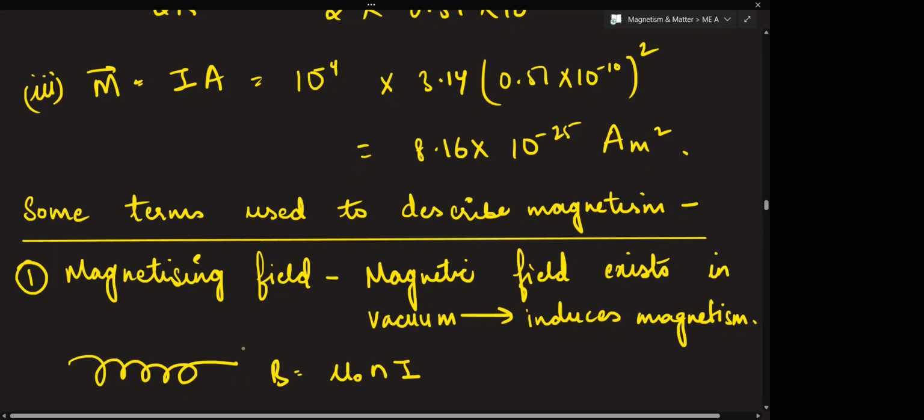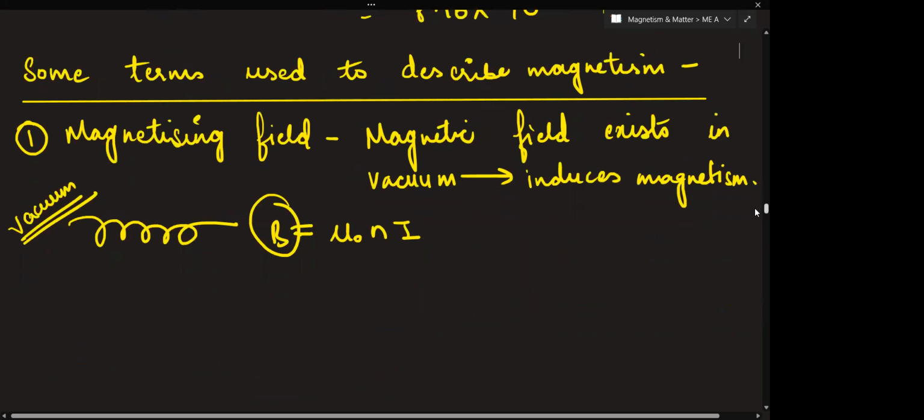This field that we get is known as the magnetizing field because it is caused by the so-called free current in the solenoid. Only if this is kept in vacuum do we call this magnetic field a magnetizing field. So the magnetizing field and the magnetic field have just a slight difference between them. Otherwise, the properties, unit, and everything will be the same.